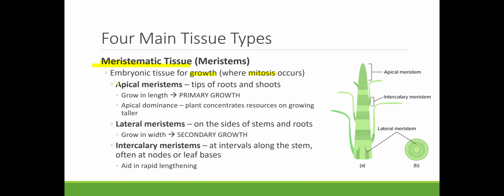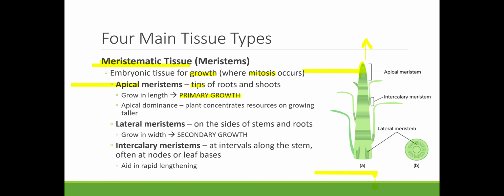Now we have three types of meristems. We have apical, and that comes from the word apex, which means at the tip or like the top. So your apical meristems are at the tips of roots and shoots, and this is going to allow for what we call primary growth. So you're going to have an apical meristem up here, and that's going to allow for the plant to grow taller. And then if we had roots in our picture, there would also be apical meristems at the tips of the roots, and that would allow for growth to go longer and deeper down into the soil. So your apical meristems are where you see lots of mitosis.